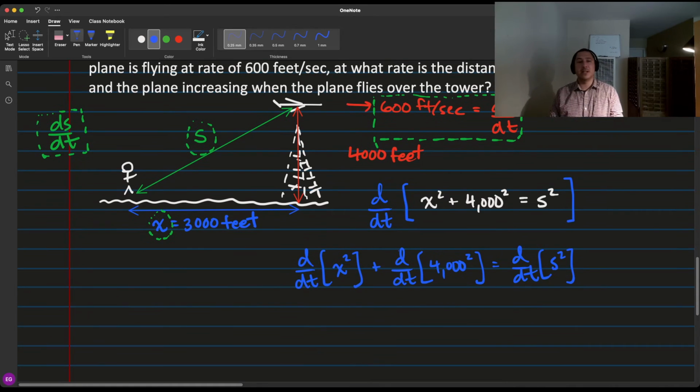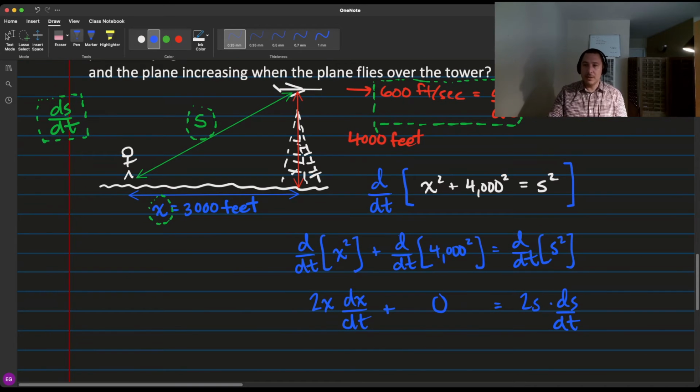Cool, so now we take our derivative. What's the derivative of x squared with respect to t? Well, it's going to be 2x times dx/dt. The derivative of 4,000 squared is just 0, because it's a constant. The derivative of s squared is going to be 2s times ds/dt. And now you can start plugging things in.